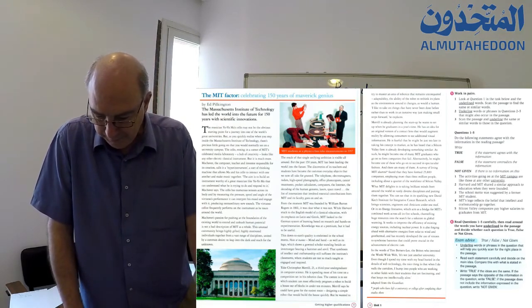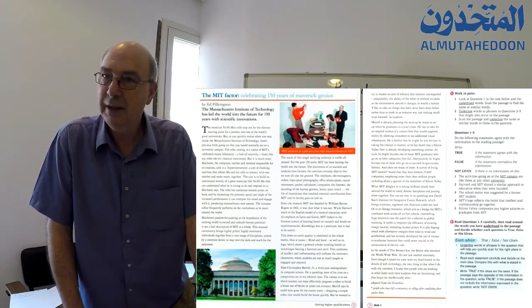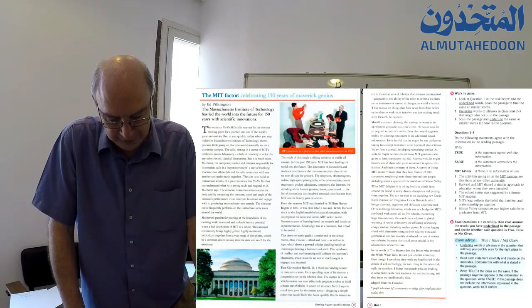Number 4, the MIT's logo reflects the belief that intellect and craftsmanship go together. Well, it's the very next sentence. It says, that symbiosis of intellect and craftsmanship still suffuses the Institute's classrooms, where students are not so much taught as engaged and inspired.